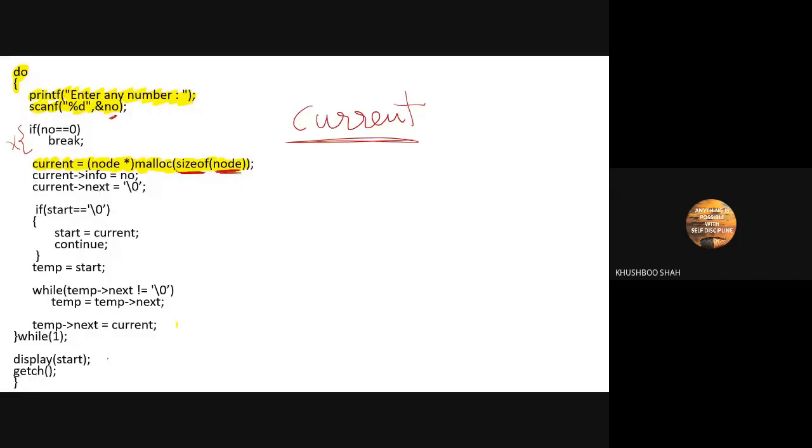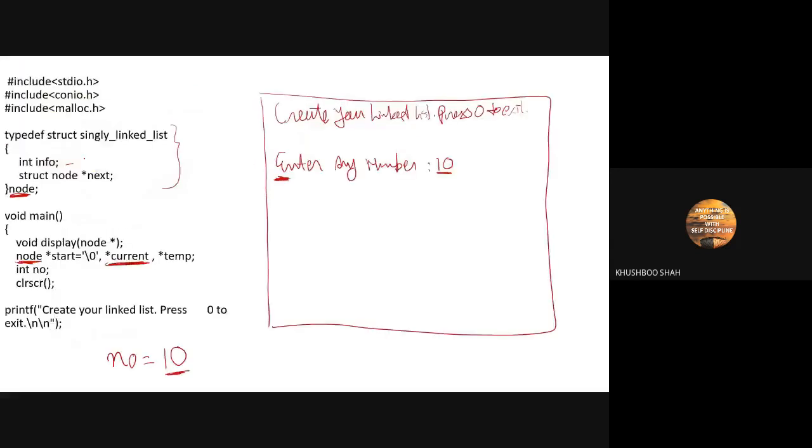What will the sizeof function return? The number of bytes that the structure will occupy in memory. Perfectly. So sizeof node: this info will occupy 2 bytes, and right now I'm just assuming, I'm not going to calculate. This takes, let's say, 4 bytes.